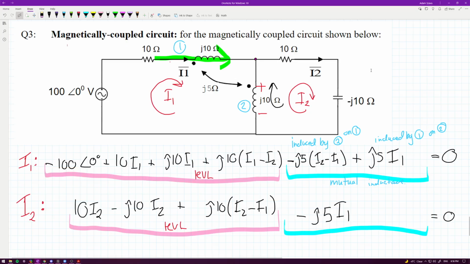Okay, so someone asked in the chat why. The reason is that the current we use in the term is always the thing doing the inducing. That is the inductor doing the inducing. So what inductor has current I2 going through it? Inductor 2. And what inductor has current I1 going through it? Inductor 1. Why is it negative? That's going to be the sign thing.